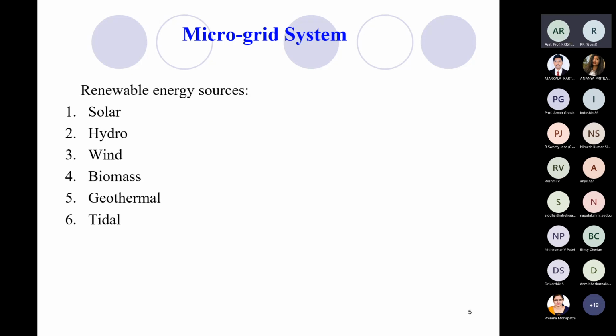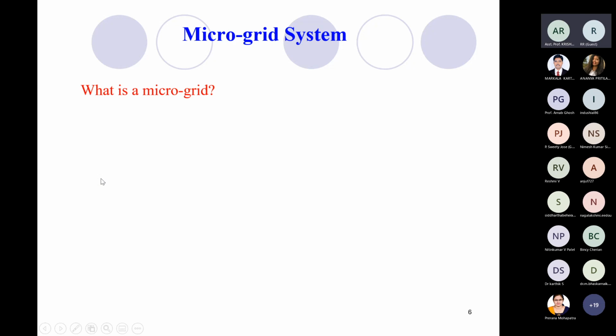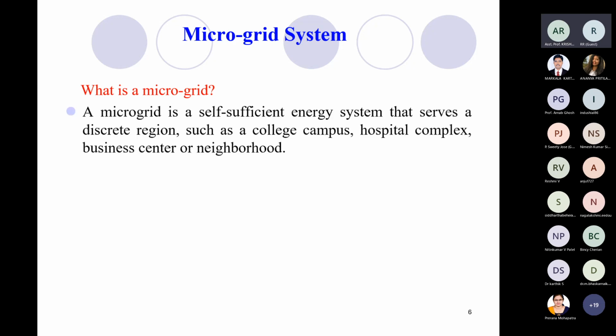So here we are going to talk about the microgrid. Okay, so first of all the question arises, what is a microgrid? We know this very well. So a microgrid can be defined as a self-sufficient energy system that serves a discrete region such as a college campus, hospital complex, business center or neighborhood, even nowadays shopping malls, cinema halls, etc. Okay, so it is a self-sufficient energy source.